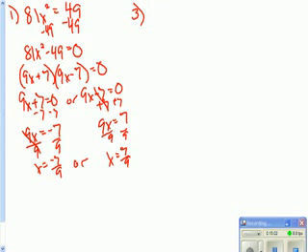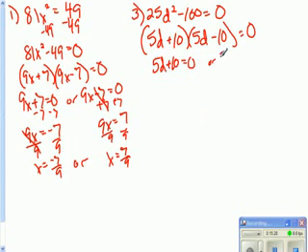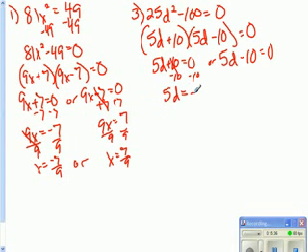Number 3, we have 25d squared minus 100 equals 0. Again, this one's set up for me that it's something squared minus something squared. So I'm going to take the square root, get 5d plus 10, and 5d minus 10. So either 5d plus 10 equals 0, or 5d minus 10 equals 0. I'm going to subtract 10 here. 5d equals negative 10, divide by 5, and d equals negative 2.